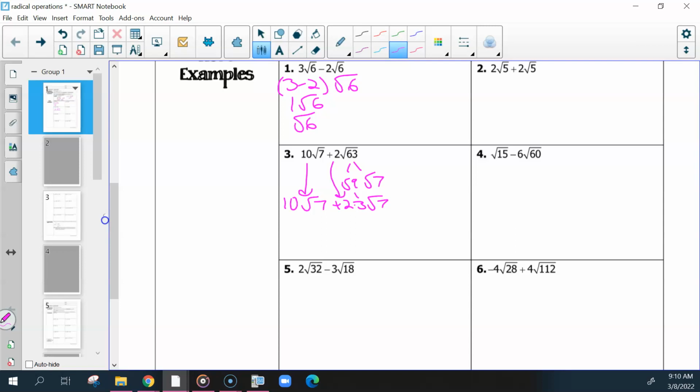So then simplifying, we have 10 times the square root of 7 plus 6 times the square root of 7. And then 16 times the square root of 7.